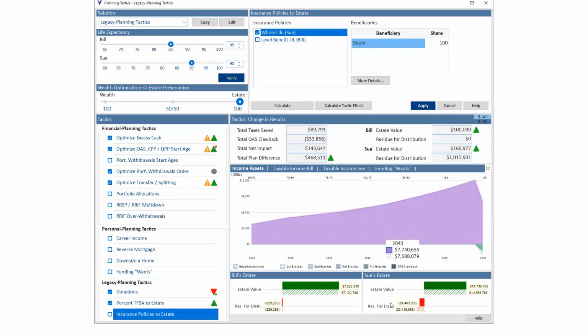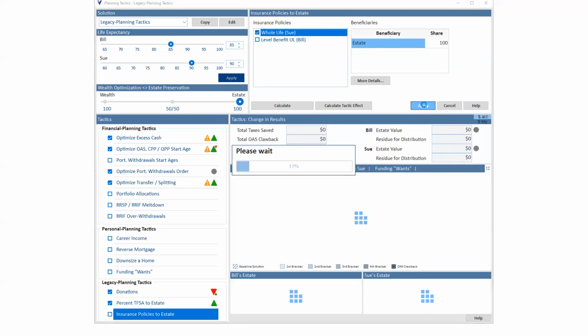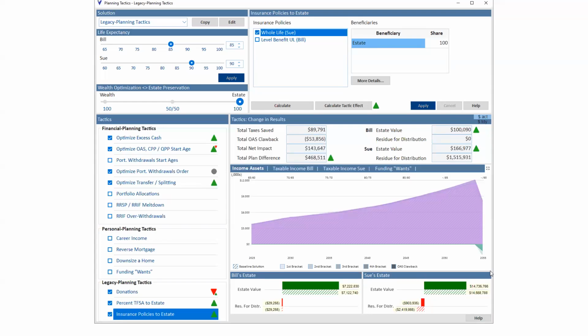Now, in this particular case, the policy is about $500,000. So when we apply that, we can see the effect on the residue for distribution, which has now dropped to $900,000. The cumulative impact of the three things we did has changed the estate value just slightly. You can see it here. It's actually gone up, which you'll find interesting. And we'll look at that in just a moment.